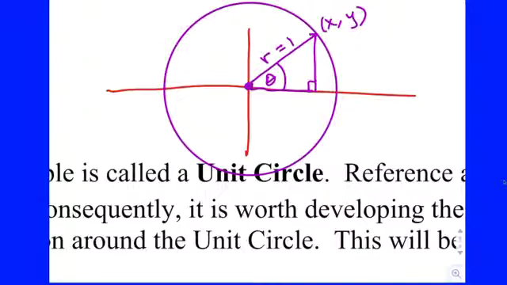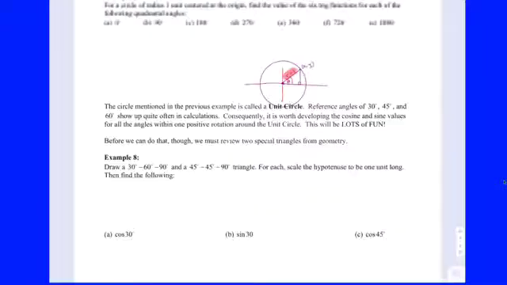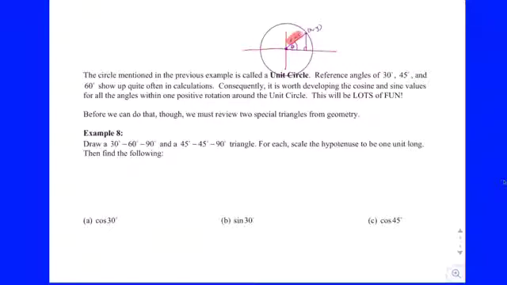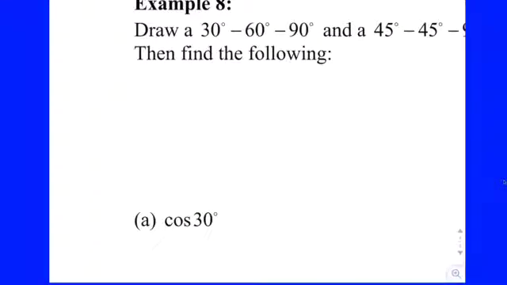Now, what we're going to do is we're going to revisit them, but we want to scale them. We want to rescale them so that they fit onto the unit circle. The hypotenuse, which is the radius, has to be 1 unit long, right? That's what we just said, definition of a unit circle. So let's come down here, and let's start with the 30, 60, 90. Okay, example 8. Draw your 30, 60, 90.